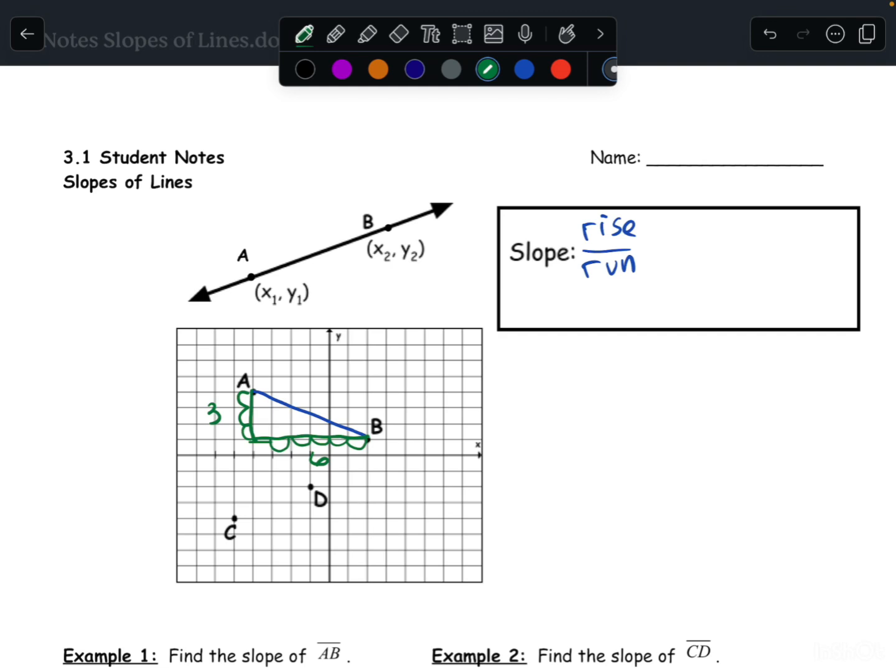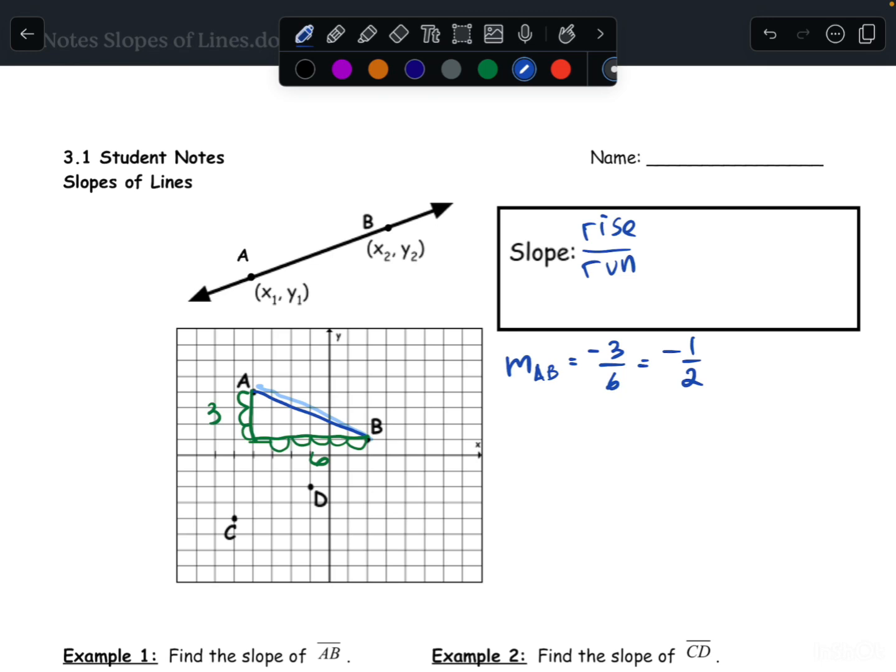Notice also that the line is going down. This is your line. It is going in the downward direction. So my slope of line AB is equal to 3 over 6, and that's a negative. And we can simplify that to a negative 1/2.